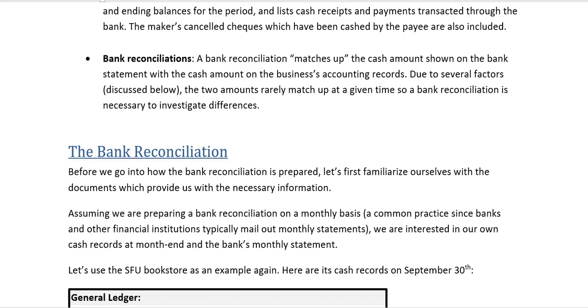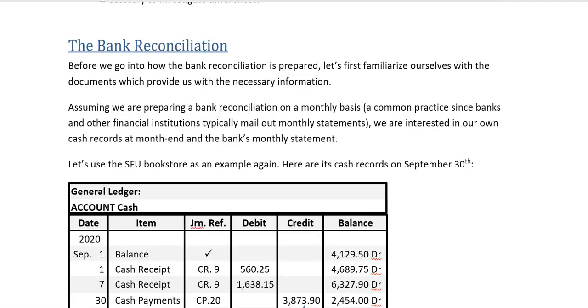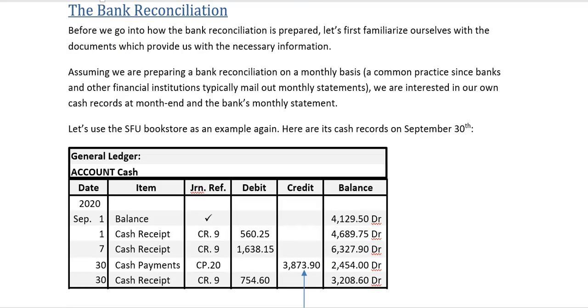Let's use the SFU bookstore as an example again. Here are its cash records on September 30th. So first and foremost, you see here the general ledger. It's for the month of September. So we have a bunch of things happening in September. And every time we have a cash receipt, as expected, we see a cash balance going up.